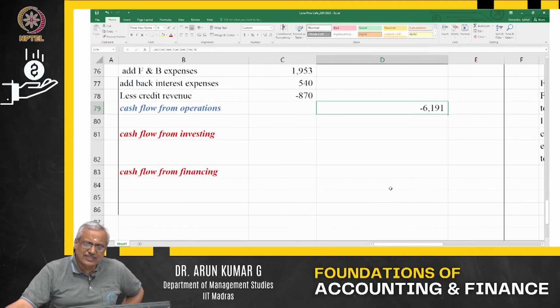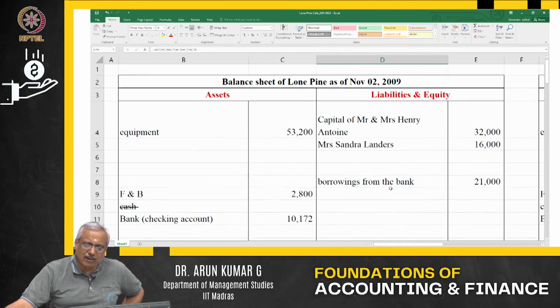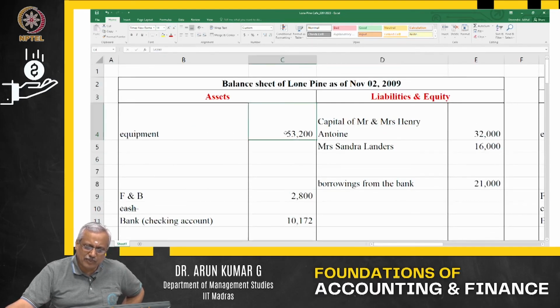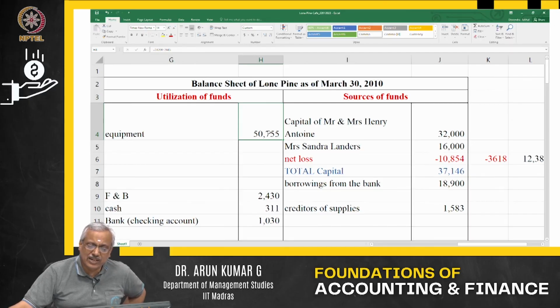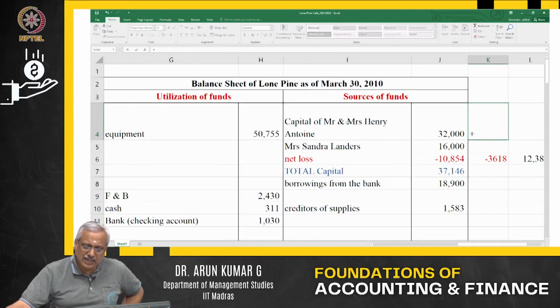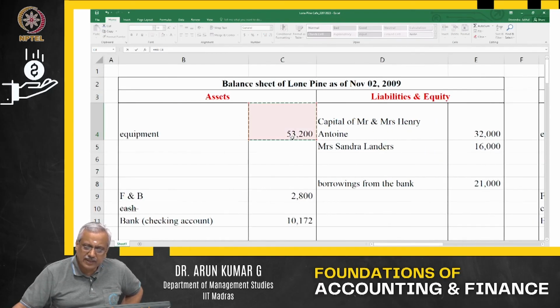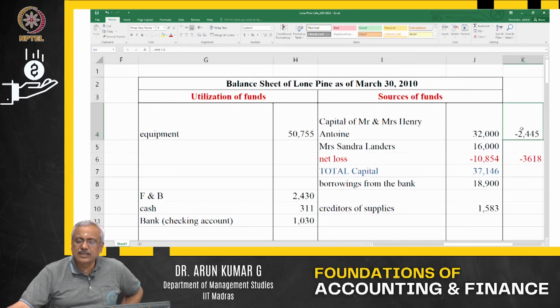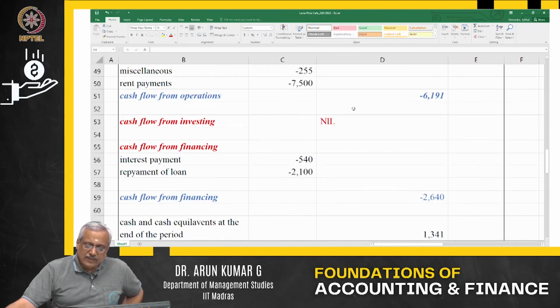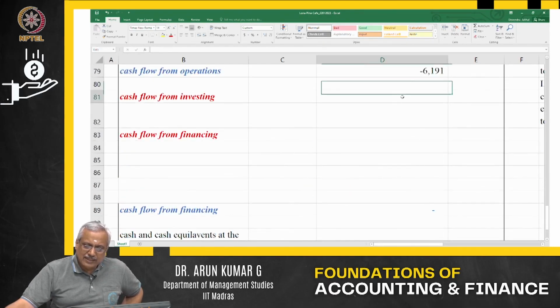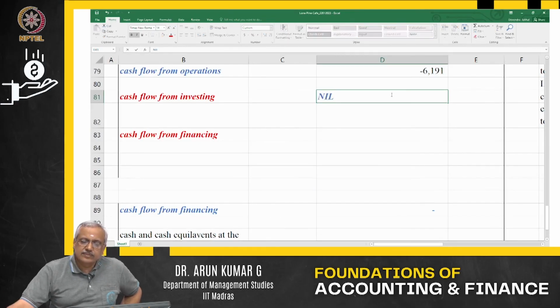Now we move to investing. Investing means we have to look at all the fixed assets. Equipment was 523,200. Equipment has reduced to 50,000. The difference is purely because of depreciation. That is what the difference is. So there is no investing activity. Now I go back here. Investing activity basically happens to be NIL out there.